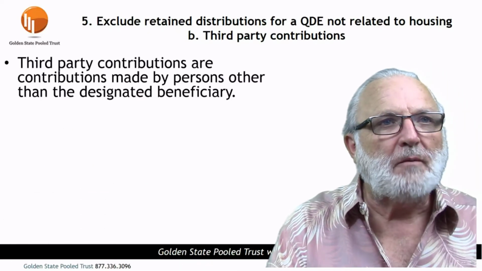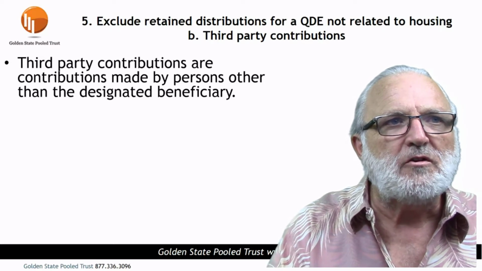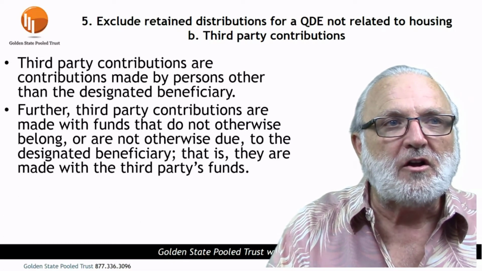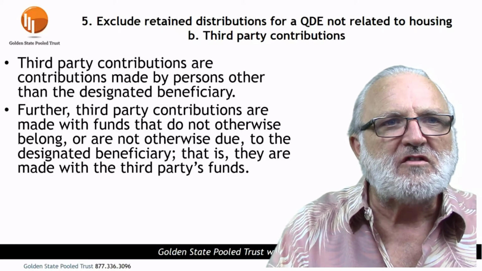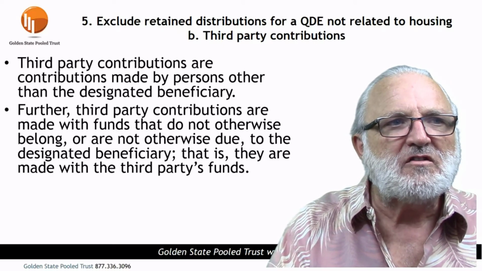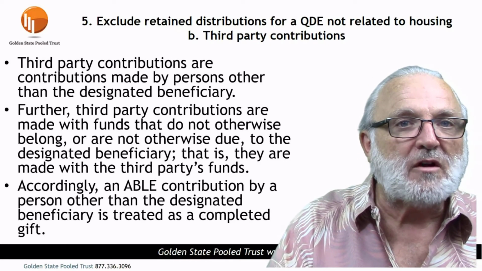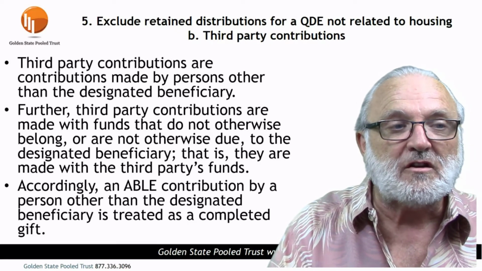So third-party contributions are contributions made by persons other than the designated beneficiary. Further, the third-party contributions are made with funds that do not otherwise belong to or are not otherwise due to the designated beneficiary. That is, they are made with the third party's funds. Accordingly, an ABLE contribution by a person other than the designated beneficiary is treated as a completed gift.